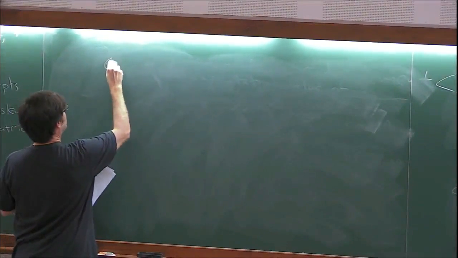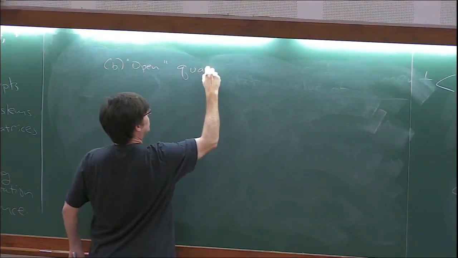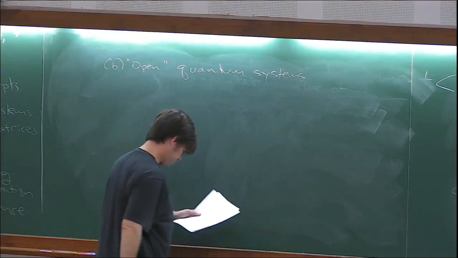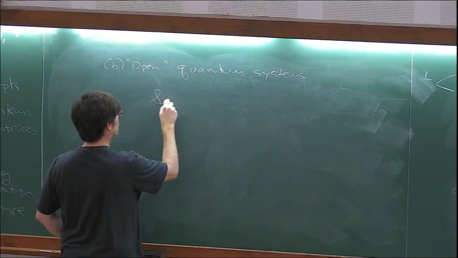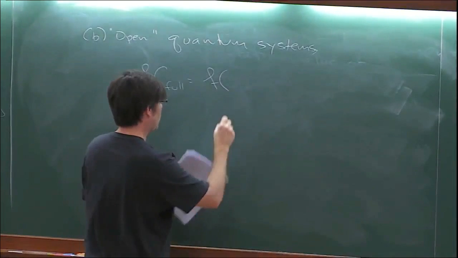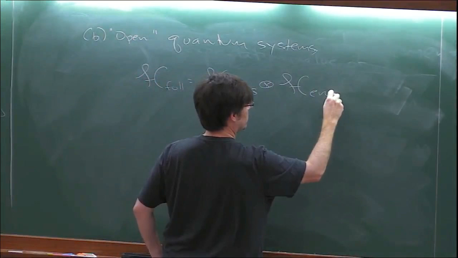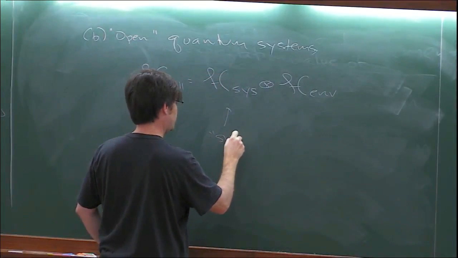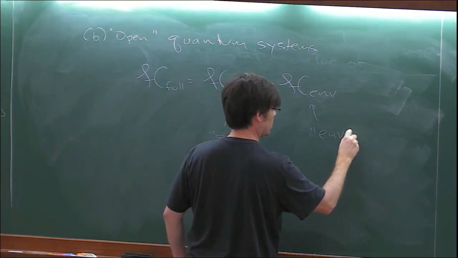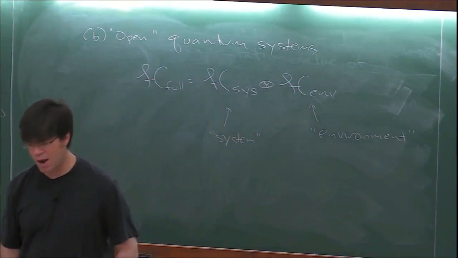So let me talk about B, the case of open quantum systems. Here, I'm imagining that the full Hilbert space is a tensor product of the system times something called the environment. And the system is the thing that I observe. And the environment is all of the degrees of freedom that I'm not observing directly.